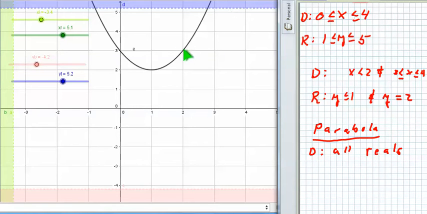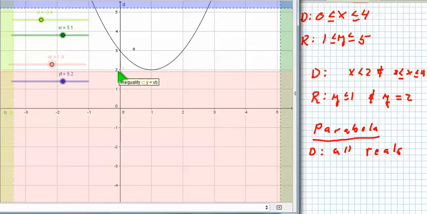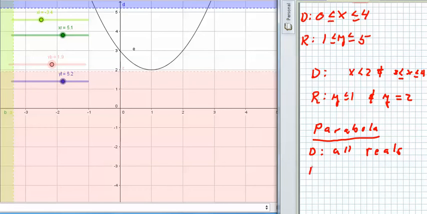The range, I see that y is getting bigger and bigger and bigger. But I also see that if I raise this up, I don't have any y values until I come across here to 2. So my range is all the y values greater than or equal to 2. I hope this helps explain domain and range.